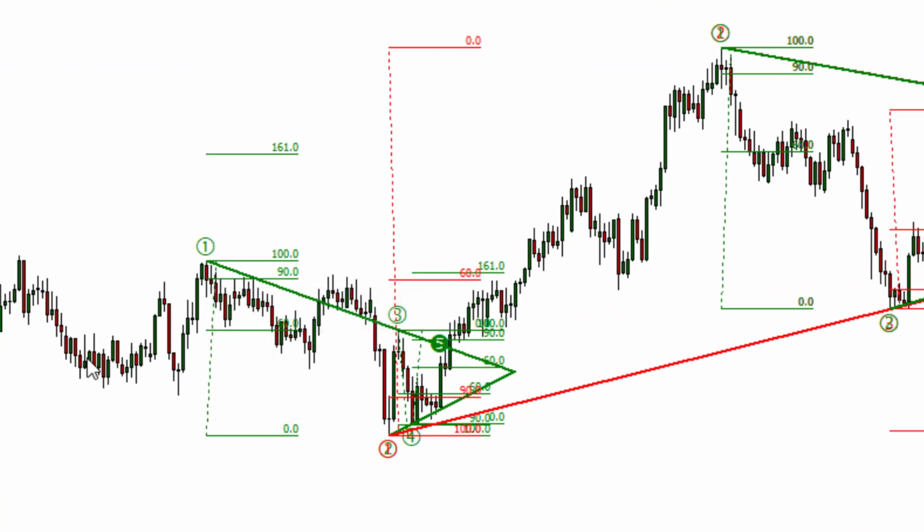We have a bullish symmetrical triangle, but again, as you can see, this one's been formed after quite a lot of consolidation, so quite often these aren't the best trades to take, but in this case this one played out very nicely.